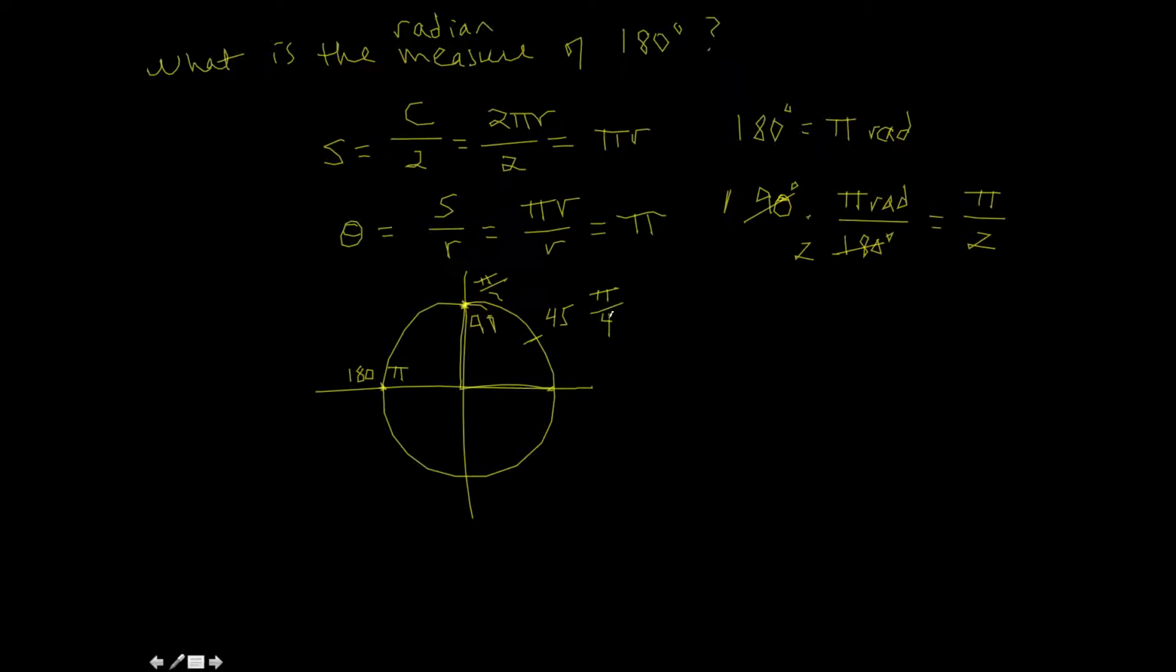Now, various other angles we can get via our conversion. For instance, we could find out what 30 degrees equals. That's horrible. Let me go to the next page. We can find out what 30 degrees equals very easily.